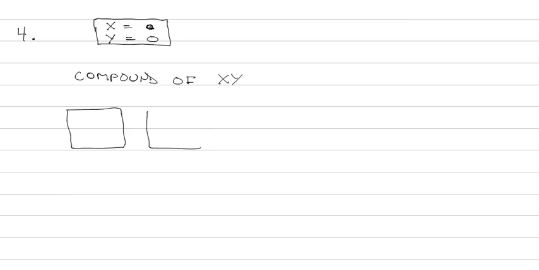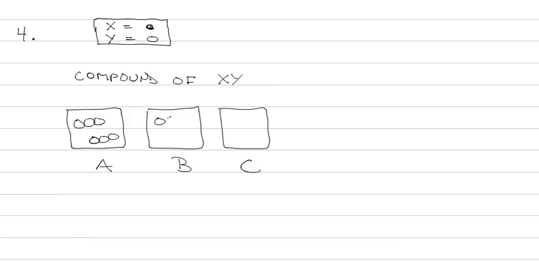Number 4, if X equals this and Y equals this, which one shows a compound of X, Y? Here's A. Here's B. And here is C. Remember, pause if you want to. A compound has to be two different elements chemically combined, so it is choice B.